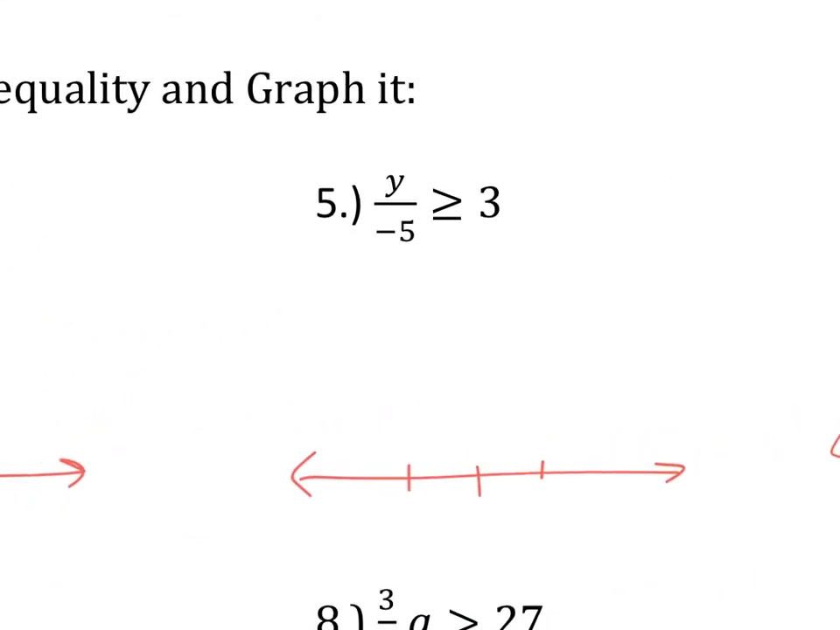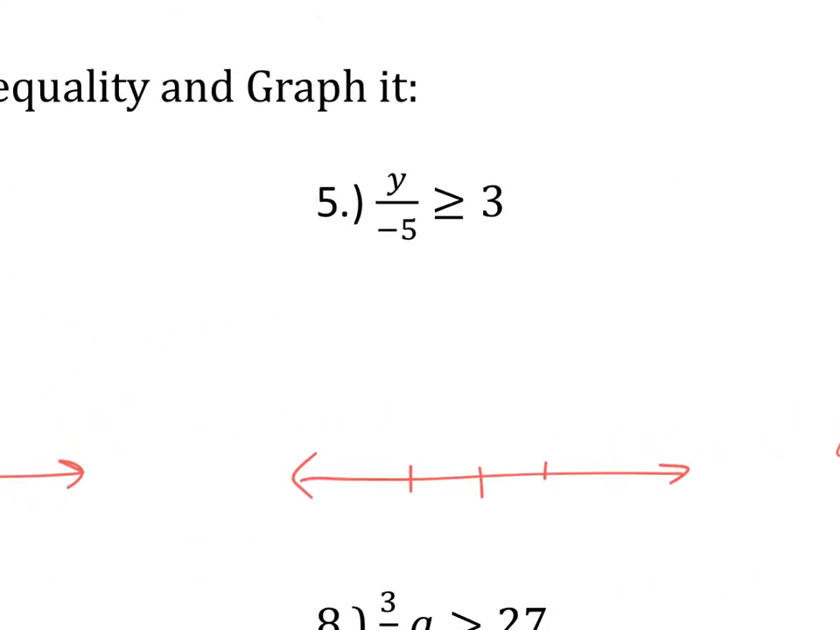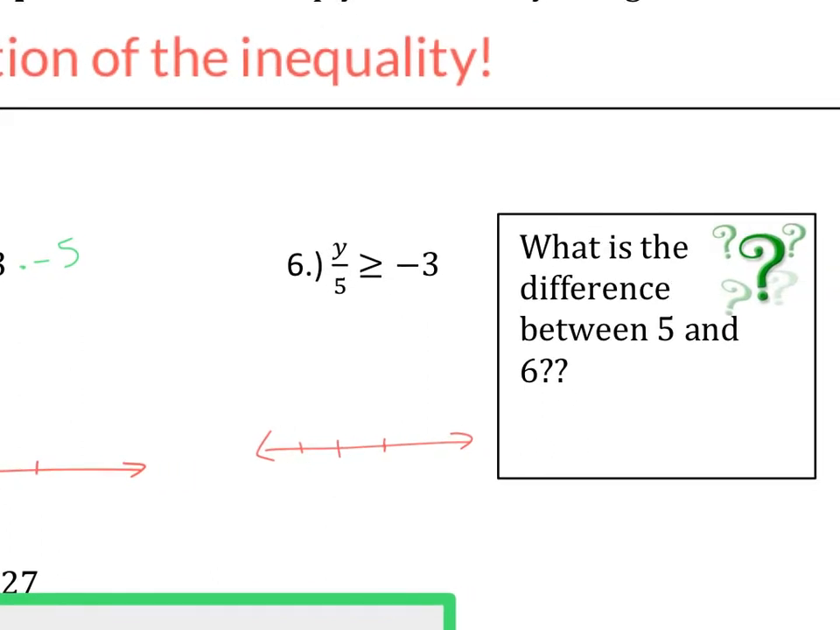Number 5, if I want to solve this one, notice how we are dividing by negative 5, so we must multiply by negative 5. This gets to that question you see over here. What's the difference between 5 and 6? Well, hit pause. Let's kind of come back to number 5 here.